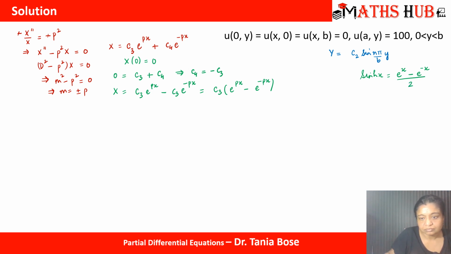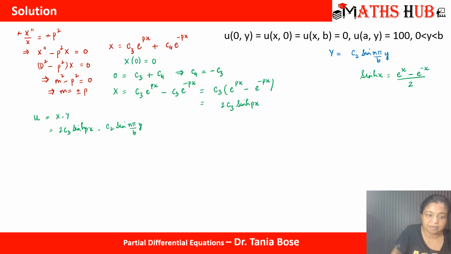So you can write this expression now as 2 times C3 sine hyperbolic px, right? If you replace x with px, you will get sine hyperbolic px here. So this is your x, and we have got the value of y. So you can frame your u. So u turns out to be x into y. So we will get 2c3 sine hyperbolic px multiplied by y, which is c2 sine n pi by b y, right?